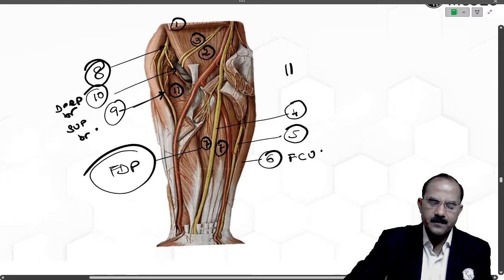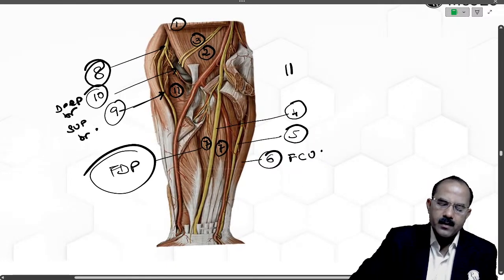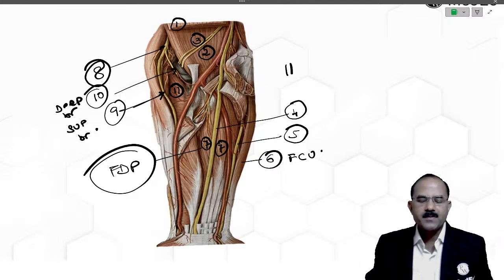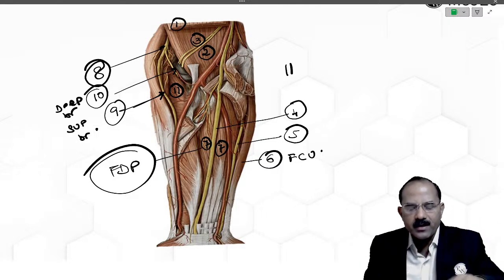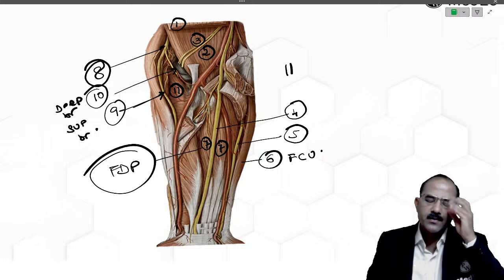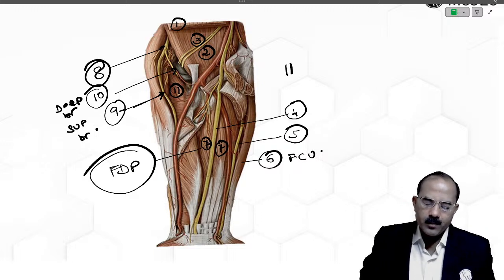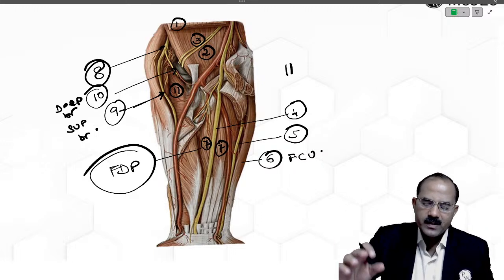Okay, look here once again. Number one is the biceps. Number two is the brachialis. Number three is the musculocutaneous nerve. Number 4 is the median nerve. Number 5 is the ulnar nerve.